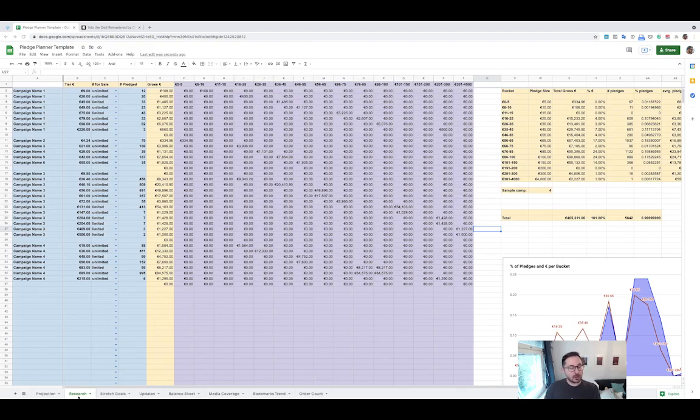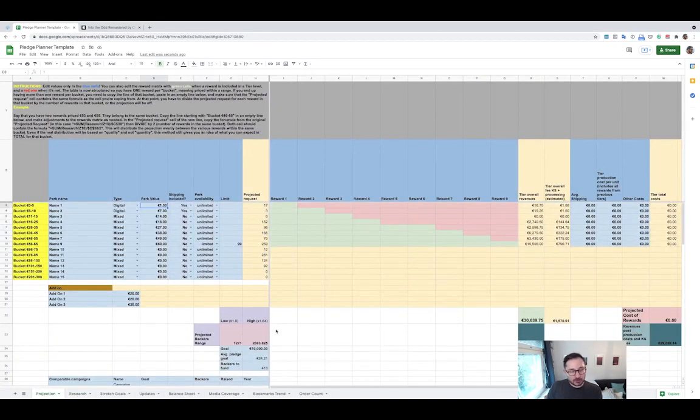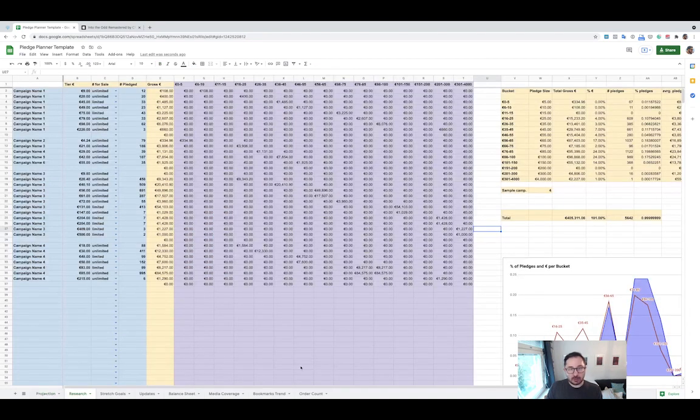Right, we are looking at the research tab right now. The data that you're going to have here will determine the rest of the data in the yellow cells that we already saw in the projection tab. It looks complicated. It's easier than it looks.